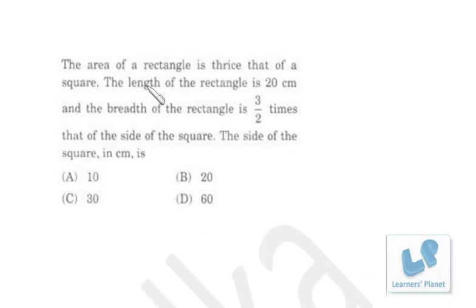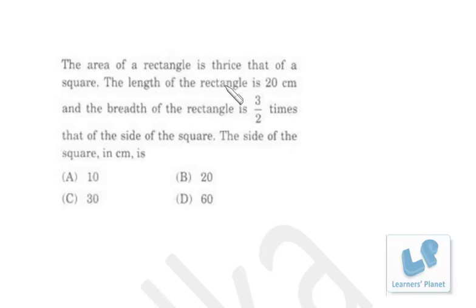Okay, now the area of a rectangle is thrice that of a square. The length of the rectangle is 20 centimeter and the breadth of the rectangle is 3 by 2 times that of the side of the square. The side of the square is what we have to find out. Now I assume the side of the square to be x, right?